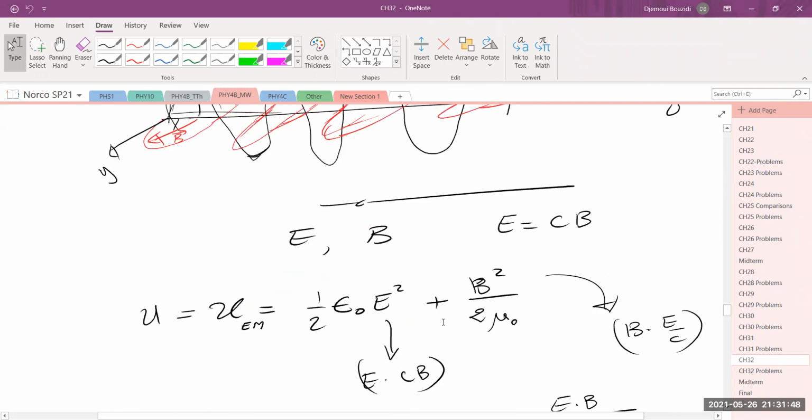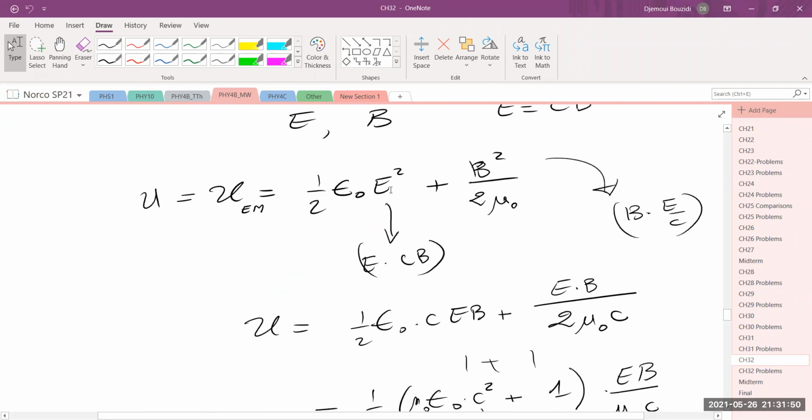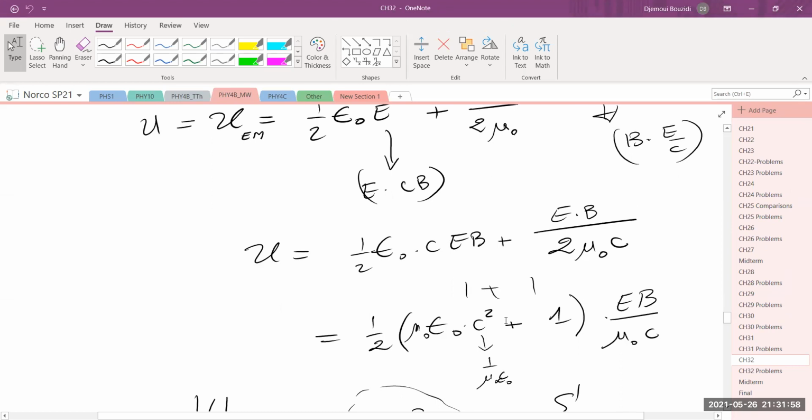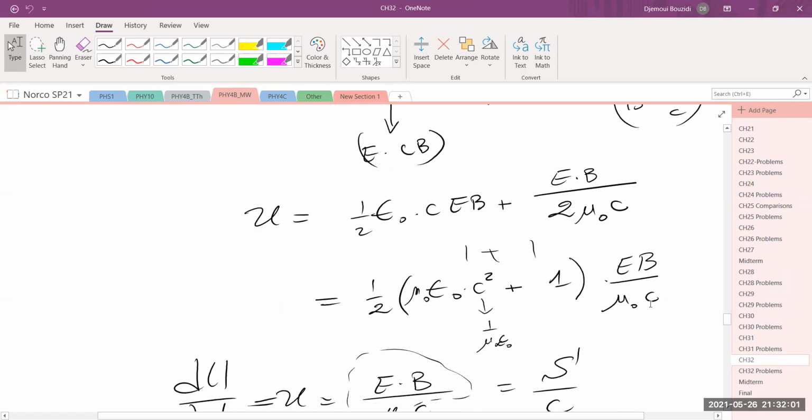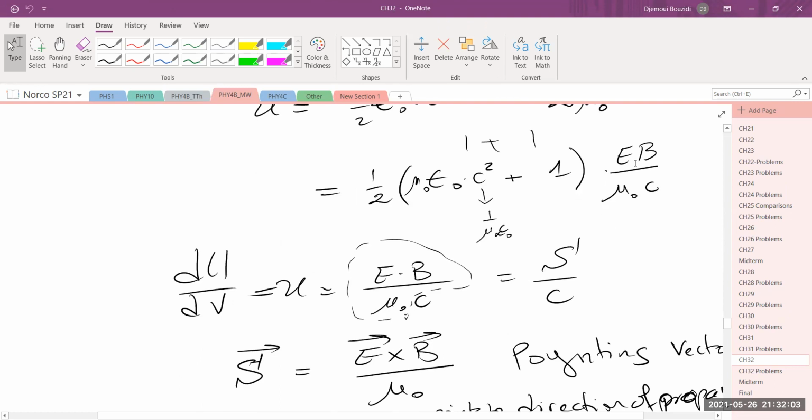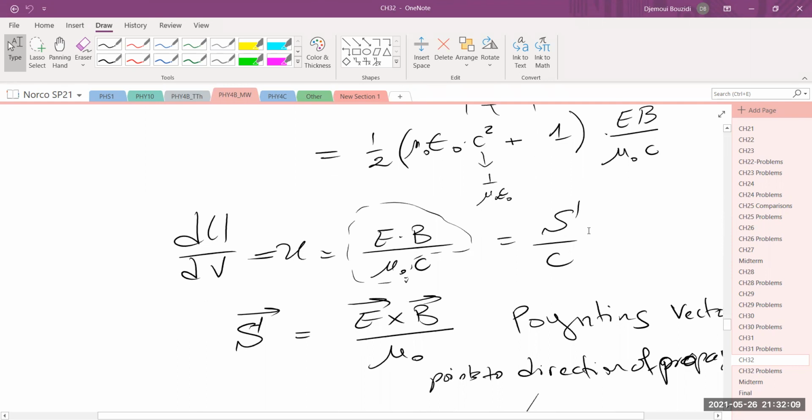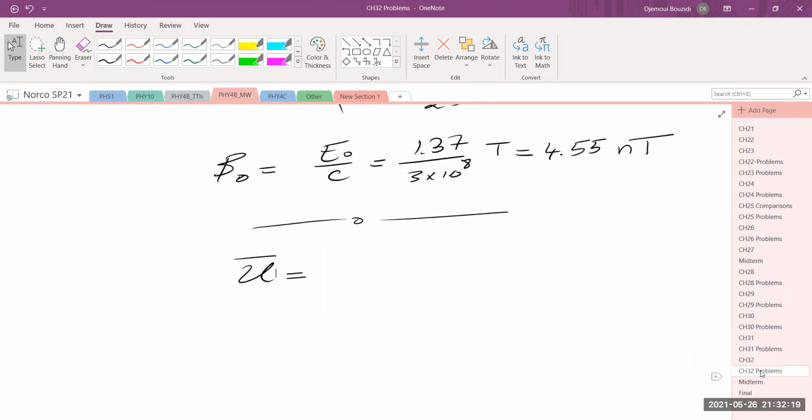No, it's in here. So it's 1/2 of epsilon naught times E squared plus B squared over 2 mu naught. But E itself is C times B. So if I work these numbers, it's going to be EB divided by mu naught C. That's basically the S vector divided by C, so that's basically I over C. Because when you average this quantity, it's going to be the average of S over C, and the average of S is just the I. So this is going to be actually I over C.